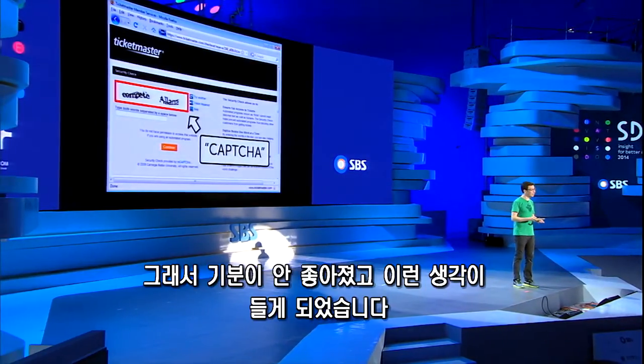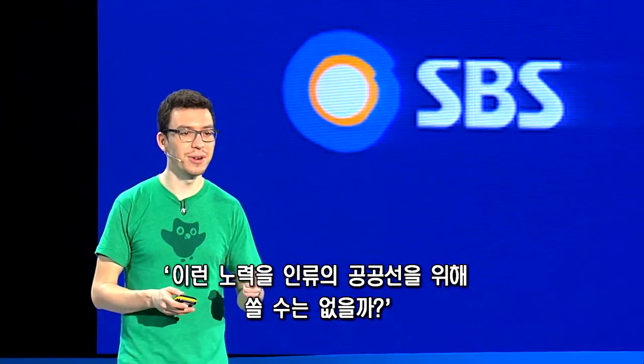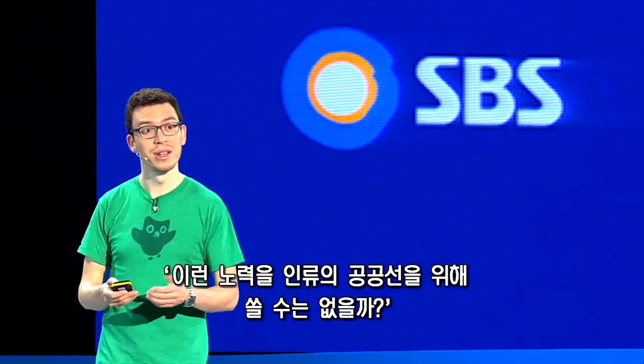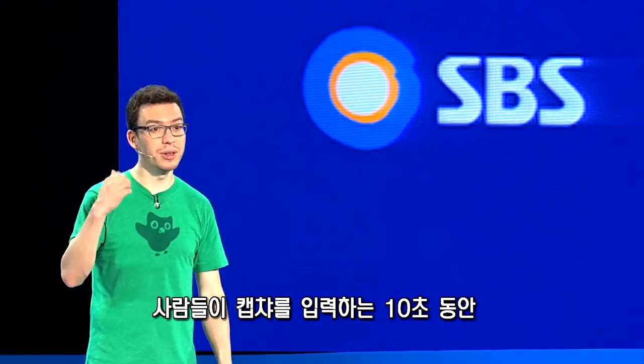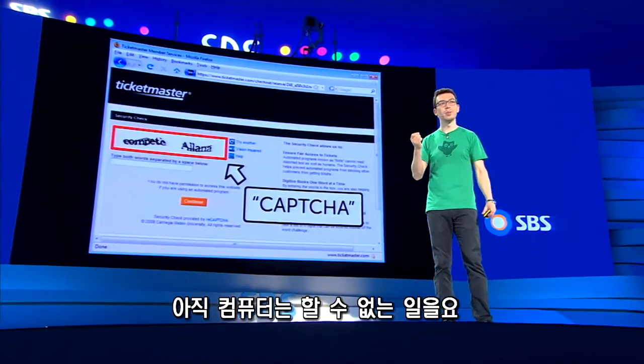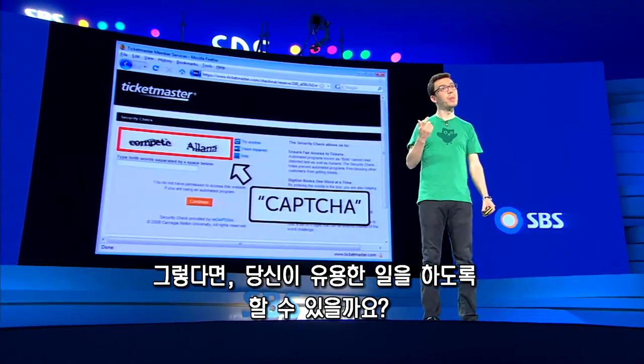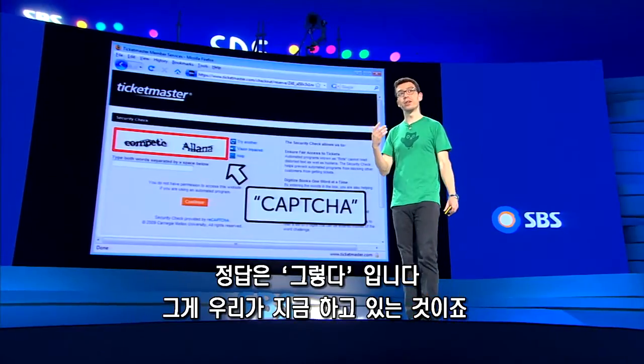So I started feeling bad, and then I started thinking, is there any way in which we can use this effort for something that is good for humanity? See, during those 10 seconds while you're typing one of these, your brain is doing something amazing. Your brain is doing something that computers cannot yet do. So the question is, can we get you to do something useful? And the answer to that is yes, and this is what we are doing now.